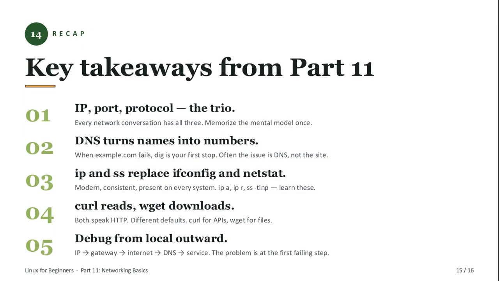Let's pull it all together. Networking is really just that trio repeating everywhere. An address, a port, a protocol. And DNS is the layer that lets us use names instead of numbers. Reach for ip and ss as your modern eyes on the system. curl when you want to read a service. wget when you want a file. And when something breaks, work outward from your own machine. The problem is almost always at the first step that fails.